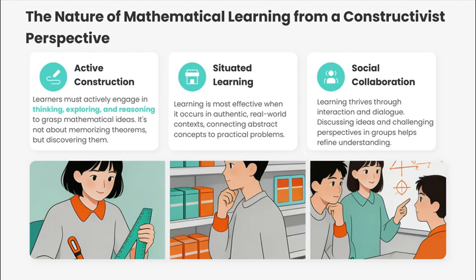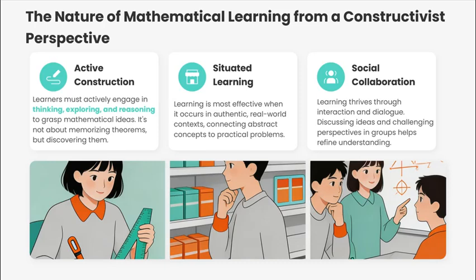First, active construction. Mathematical knowledge, whether it's complex concepts, a formula, or a proof, can't simply be handed to a student like a book. True understanding comes when learners actively engage in the process of learning, exploring, and reasoning. For example, understanding geometric properties isn't about memorizing a list of theorems. It's about discovering those properties through hands-on manipulation, drawing, and logical deduction. The learner must build the knowledge themselves.